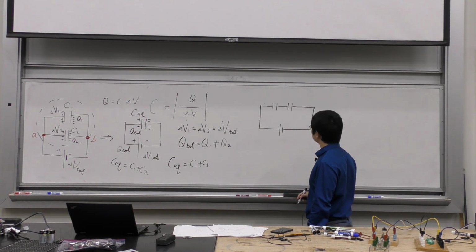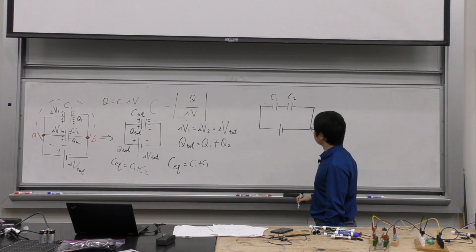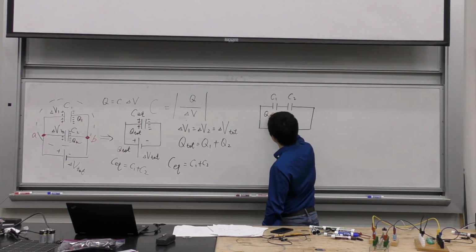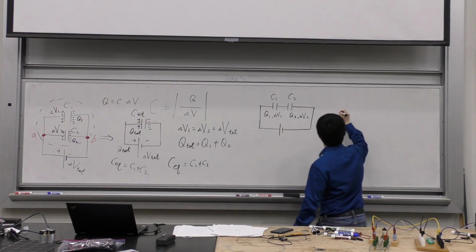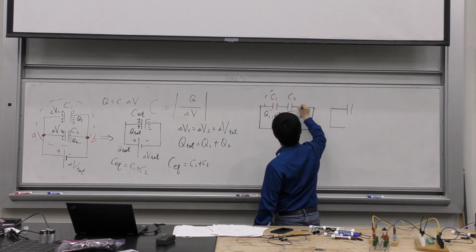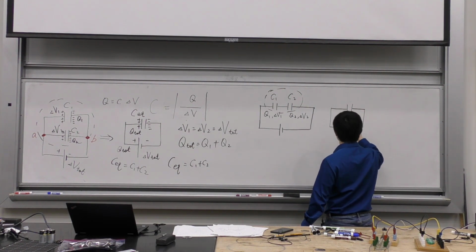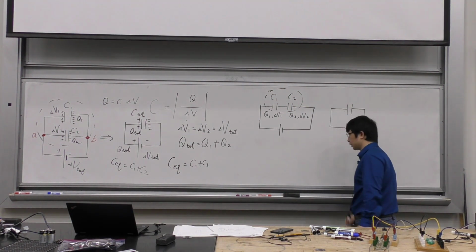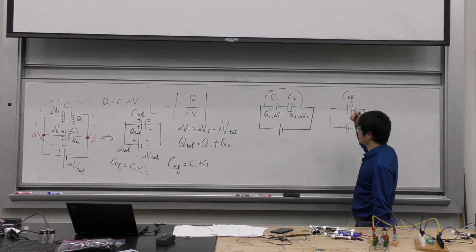Now let's see. I still call this C1, C2, and I still want to figure out the relation between Q, V, and C. And also, I want to find out if I want to replace these two with an equivalent so that I can simplify the circuit. So what is the relation between CEQ and C1 and C2?